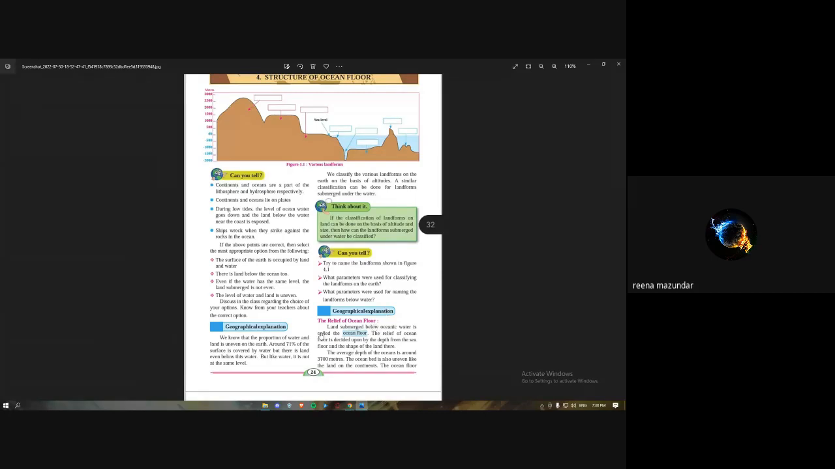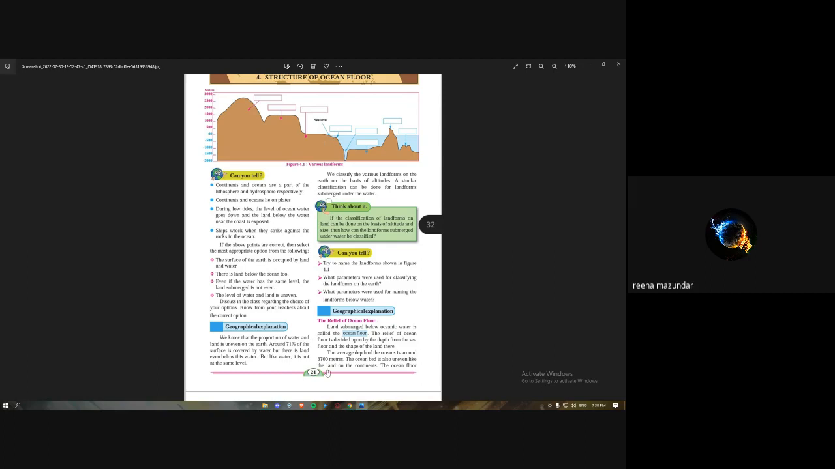The relief of the ocean floor. Land submerged below oceanic water is called ocean floor. म्हणजे हा जो पाण्याचा खालचा भाग आहे, that is what we call ocean floor. And it decides the depth from the sea level and the shape of the land there. म्हणजे ते जे आपण त्या स्क्रीनशॉट मध्ये बघितलं की किती खाली आहे, किती खोलवर आहे, how much deep it is. And that is what is found in the ocean.